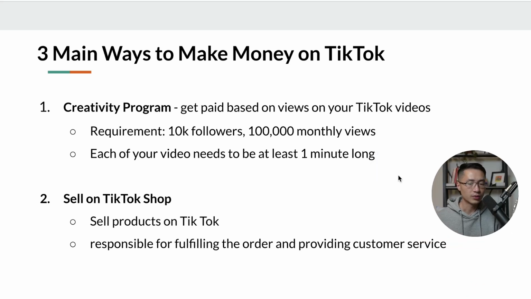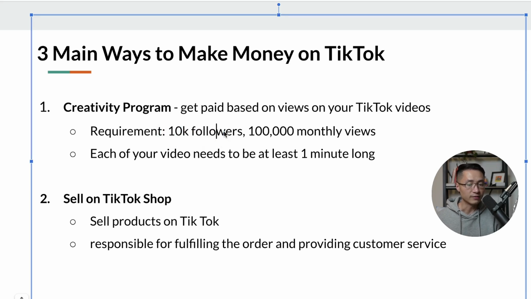The first way is through the Creativity Program Beta. This is where you can basically get paid based on views on your TikTok videos. There are some requirements that you have to meet in order to qualify for the program. First, you need to have at least 10,000 followers in your account, and then you need to have at least 100,000 monthly views, actually in the past 30 days, in order for you to get qualified. And how you get paid is that each of your videos needs to be at least a minute long in order for that video to be qualified to be monetized. And then you will simply get paid based on each qualified view, based on the CPM. And CPM is just the amount that you get paid per 1,000 views.